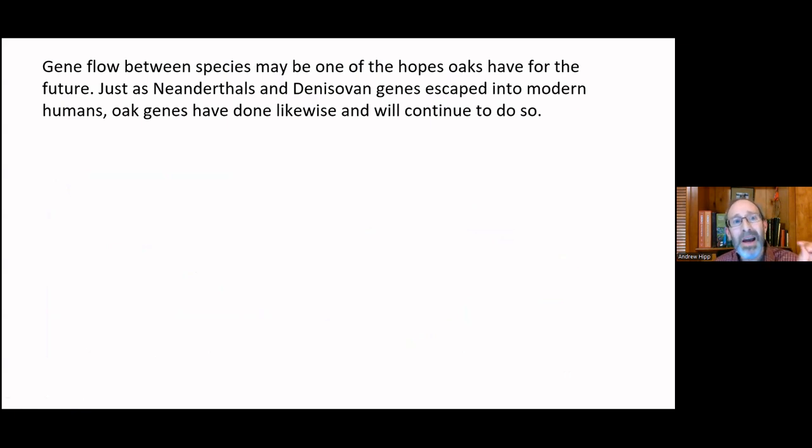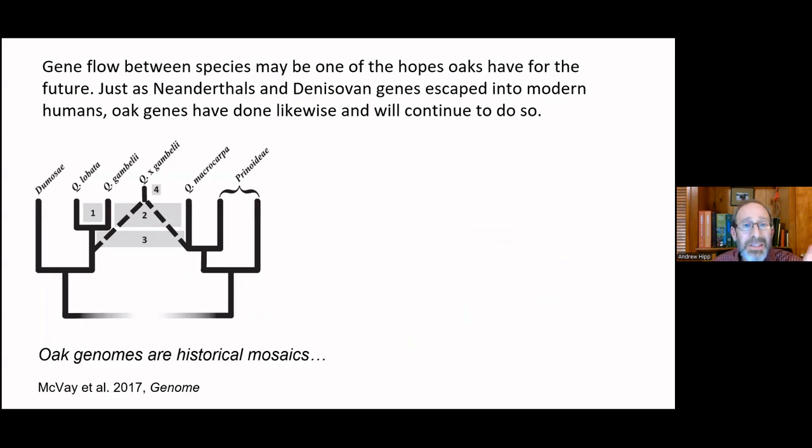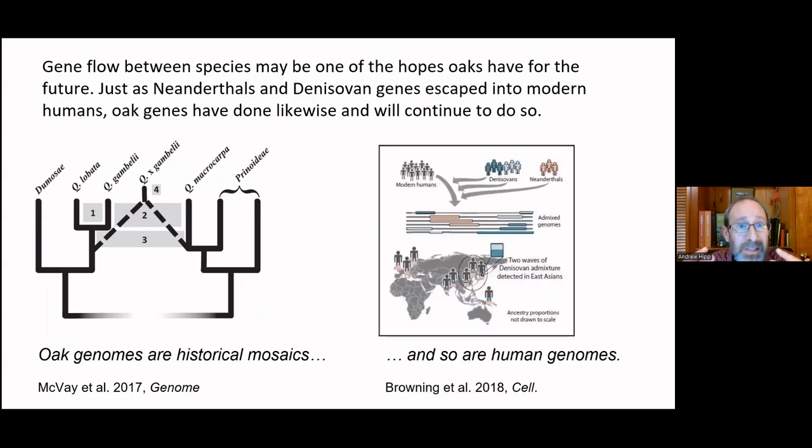And what's going to be the outcome of all of this? It may well be that for some species, gene flow between species will be their last hope. Just as Neanderthals and Denisovans exchanged genes with modern humans, and those genes escaped into us, so that about 3% of our genome is Neanderthal now. In the same way, oak genes have done likewise and will continue to do so.